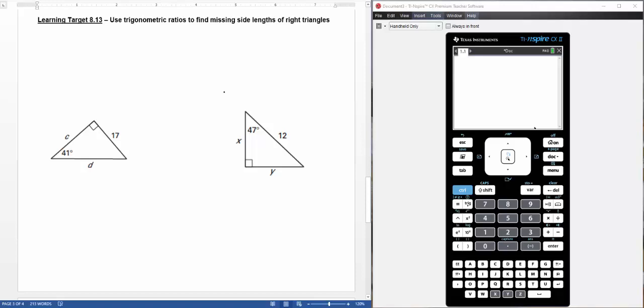In this video, we're going to use what we know about trig ratios, and we're going to use them to set up equations and solve equations to find missing parts of right triangles. In order to do that, we need to do a couple things. First, we need to identify the angle in your triangle that you know.